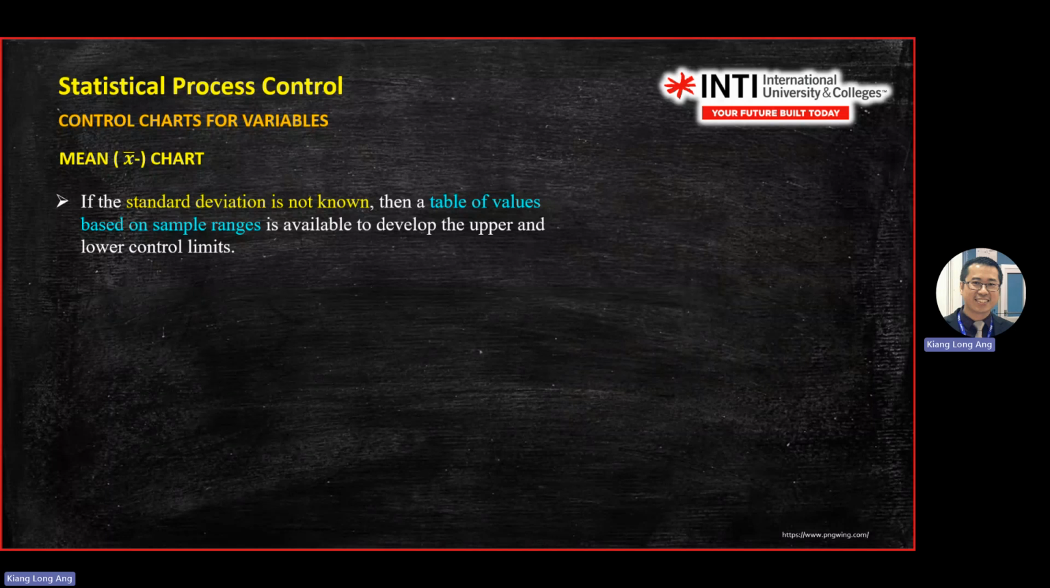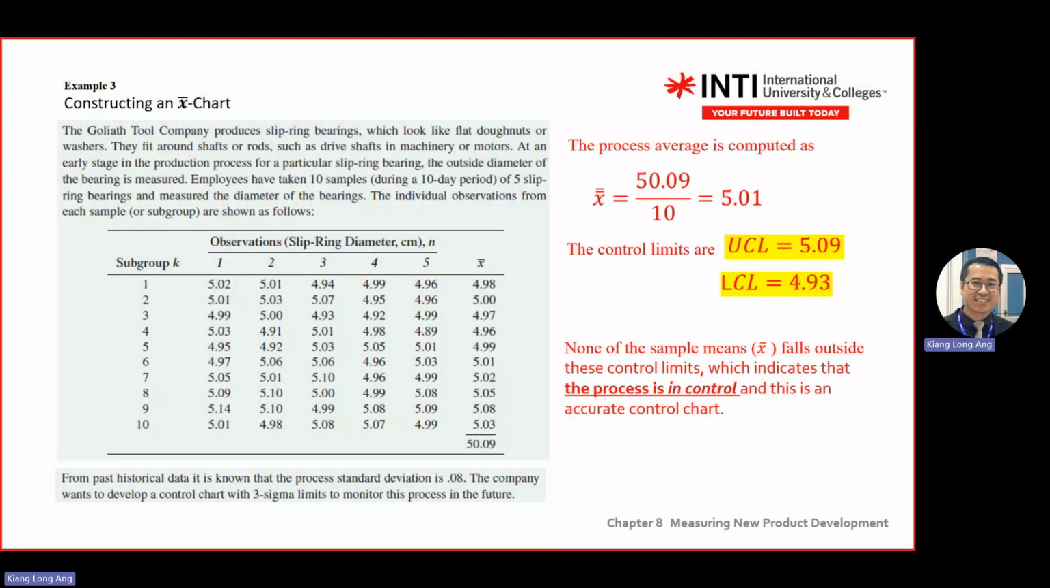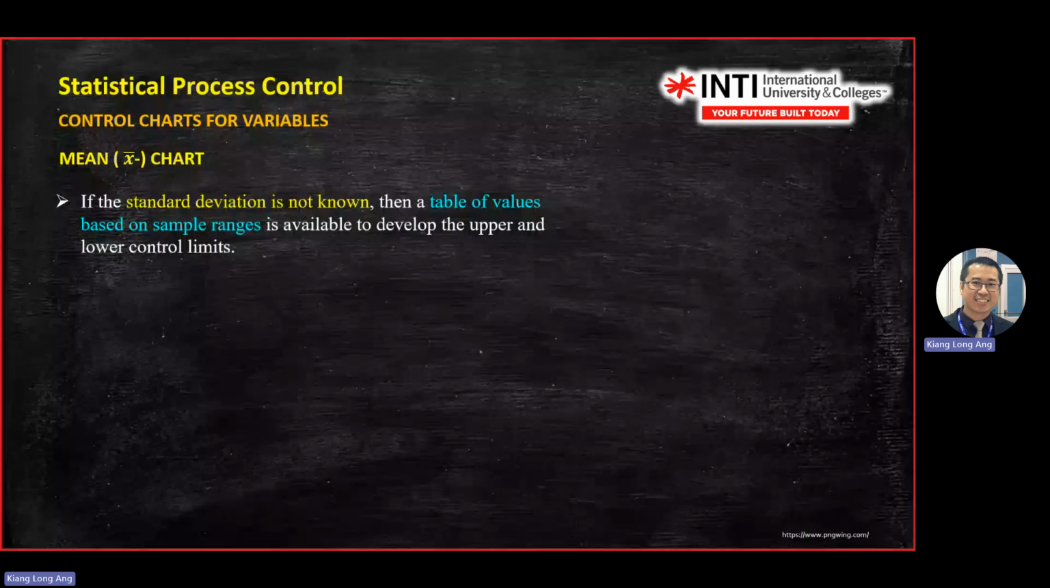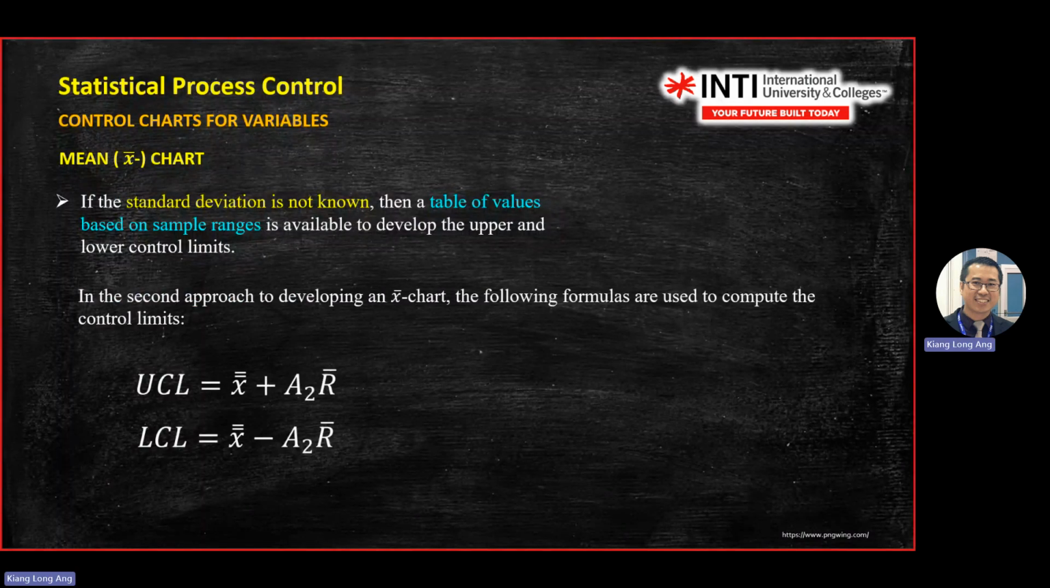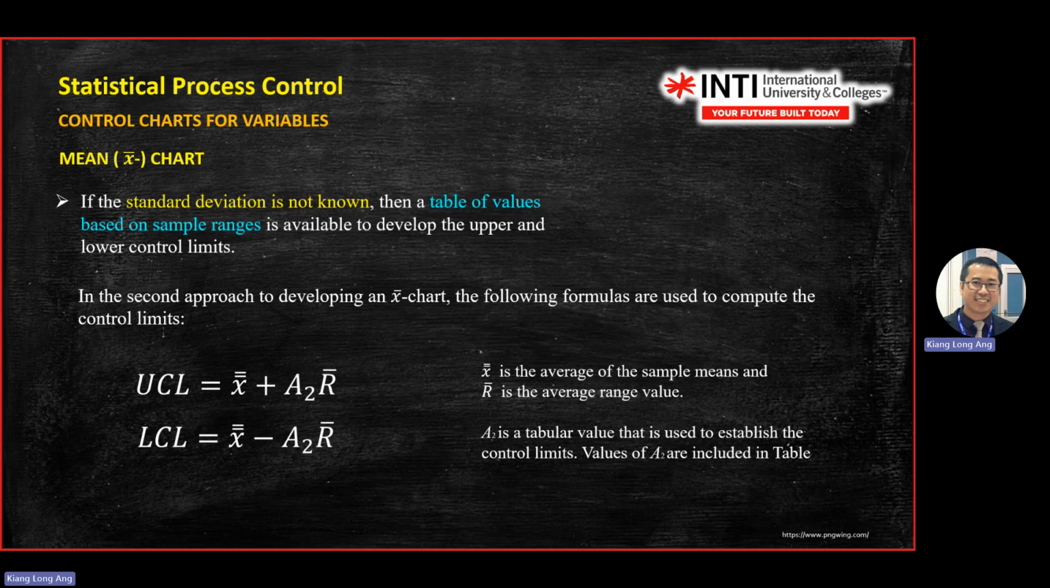So just now, in this example, you were given the standard deviation. Another case is that you don't know the standard deviation. Then you use this formula. If you don't know the standard deviation, or the question doesn't mention any standard deviation, and you need to plot a mean chart, you need to use this formula with the constant value A2 from a table.